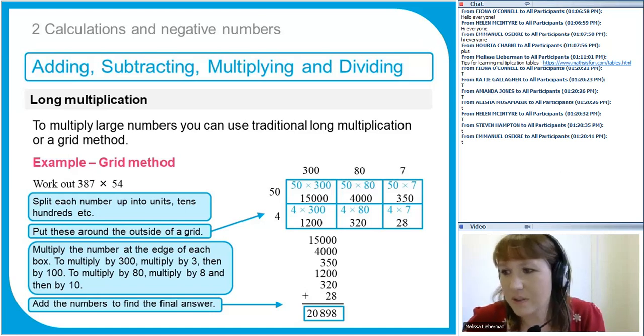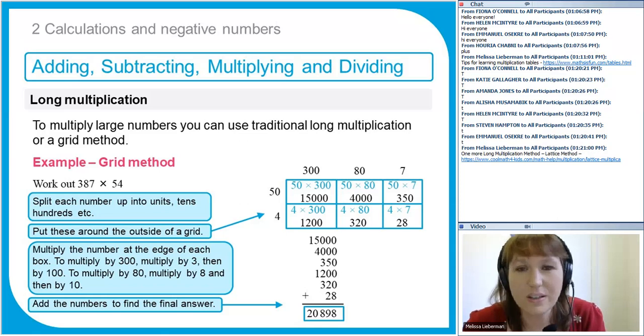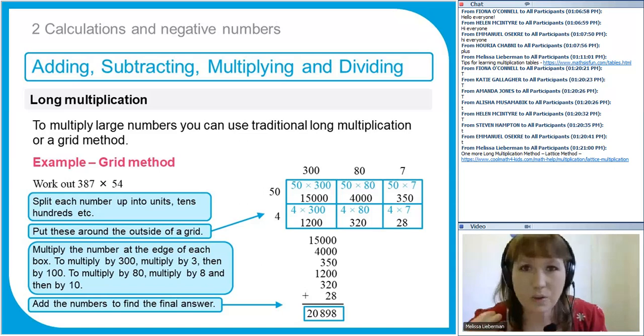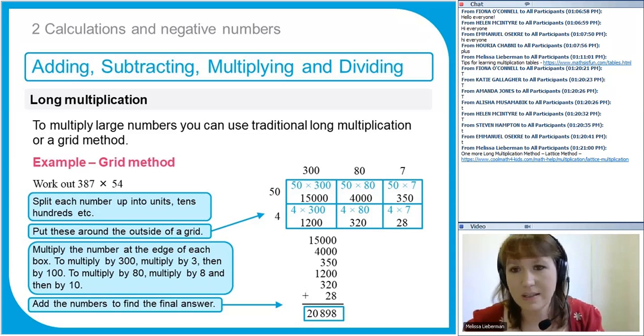Another method that you might have met, if you're interested, you don't have to learn it, but you can have a look, is something called the lattice method. So that uses grids as well, but it works with a diagonal line through the grids. I've never really used it very much, but it's interesting to see that there are lots of different methods that you can use. And people in other countries might have used this method in school instead. So have a look at that if you're interested. So different ways. You will not be marked down if you use a different method in the exam.